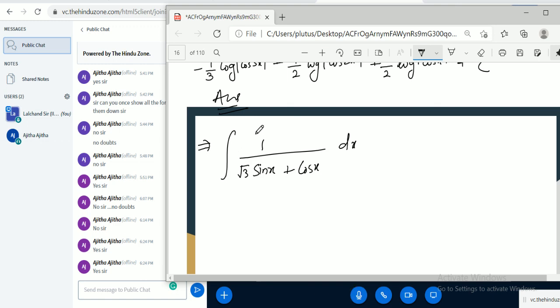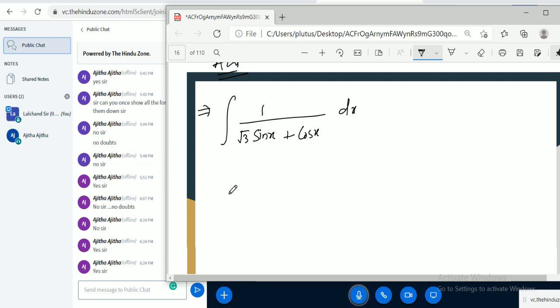To integrate this kind of equation, first we need to solve this function. Basically, we are trying to convert this function into one function, either sine formula or cos formula. So how can we rearrange this denominator value? Look, if we write this as 3 sin x plus cos x, if we multiply and divide by 2, so this will be 2 and 1 by 2.